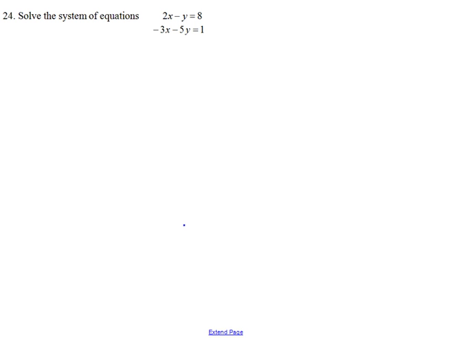Problem 24. Solve the system of equations. So we have two linear equations in two variables in the system. We have two methods we can use to solve such a system of linear equations. One is called the addition method and the other one is called the substitution method. You can use either of those methods, but here I'm going to use the addition method.